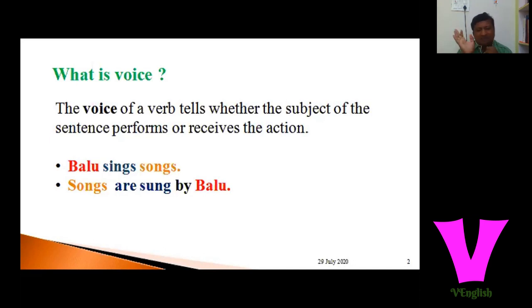Voice ante emi ledamma. Ichina vakyamlo subject anedi pani chestunda, pani phalitanni anubhavistunda ani cheppede voice. Voice is nothing but which tells whether the subject performs or receives the action.